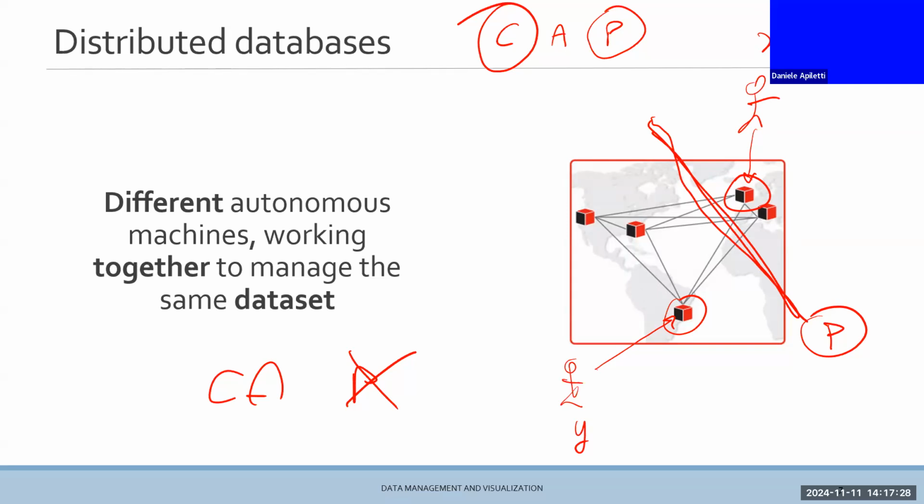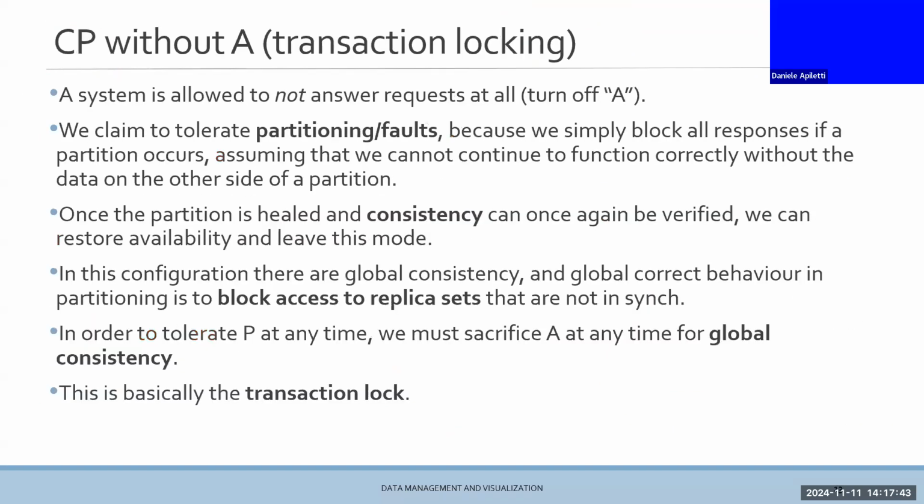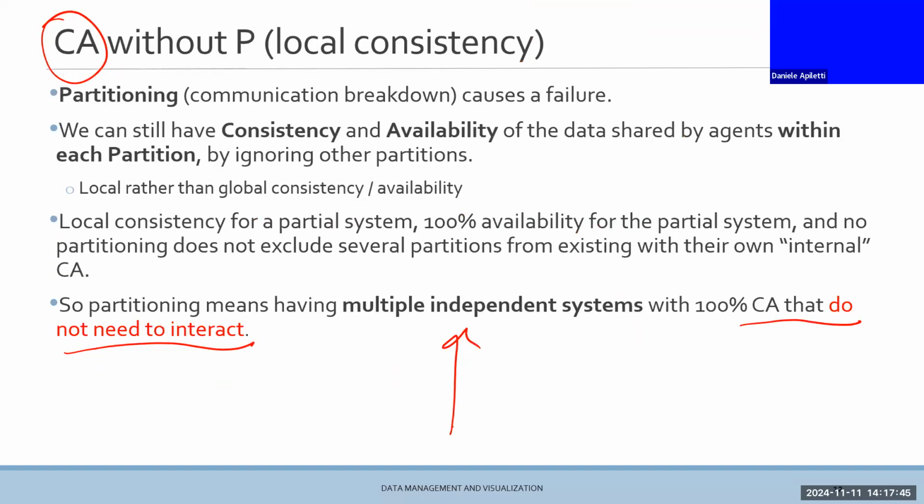So the booking system from South America, it's one, it's there. The booking system from Europe, it's one, it's there. You have no data replication among the nodes. You have data division among the nodes. So that case is not of interest for us because it is not a distributed database.